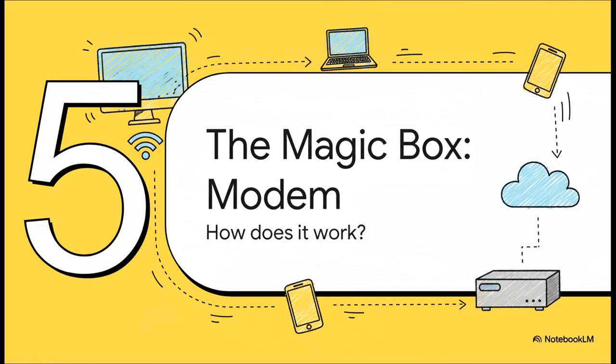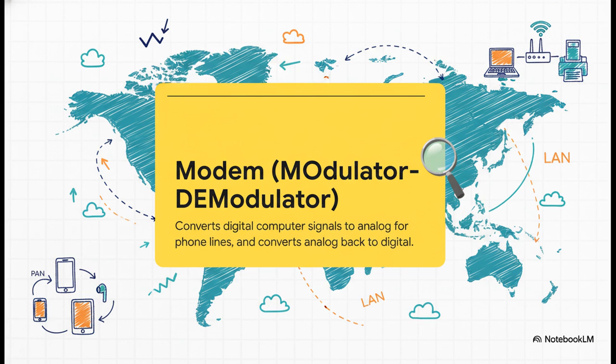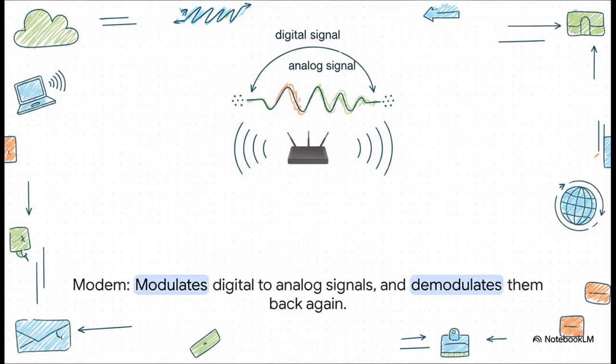But wait, how does our computer's digital language, the zeros and ones, travel over something like old telephone lines, which are analog? Well, it's all because of a very special little device. And that device is called a modem. Remember the full form, children: modulator, demodulator. It's basically a translator. It translates the computer's language into a language the telephone lines can understand, and then back again. Look at this diagram. The modem takes the computer's zeros and ones and modulates them into a wave to travel. Then the modem on the other side demodulates that wave back into zeros and ones. Simple. And yep, your Wi-Fi router at home usually has a modem built right inside it.